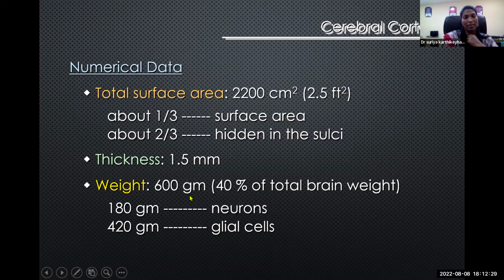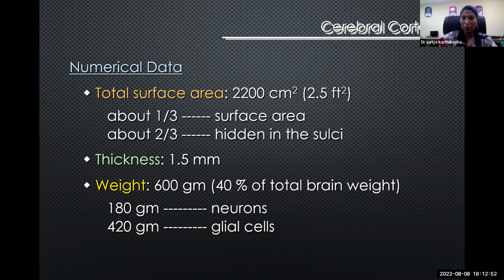That is around 600 grams, in which only 180 grams is occupied by the neurons. We'll be thinking, it's very fascinating, no? Actually, neurons are the functional unit of the brain. We all know that. So we will be thinking that the cerebral cortex consists of so many neurons, nerve tracts, fibers and all. But only 180 grams is occupied by the neurons.